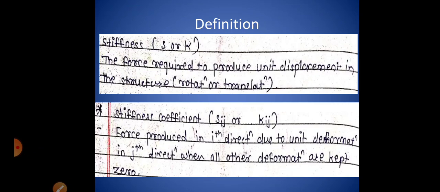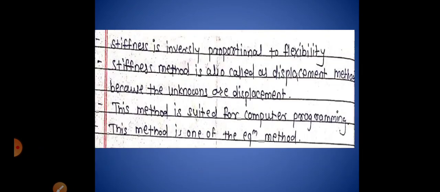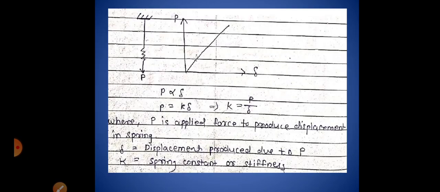It is the force produced in ith direction due to unit deformation in jth direction when all other deformations are kept 0. Okay, now you can judge from the definition that stiffness is inversely proportional to flexibility. Then stiffness method is also called as displacement method because the unknowns are displacement. This method is suitable for computer programming, and this method is one of the equilibrium methods.